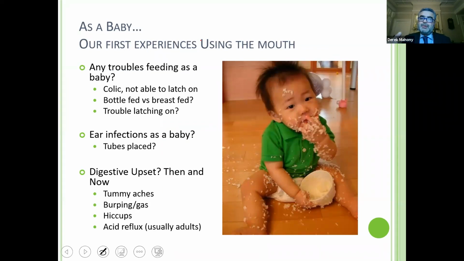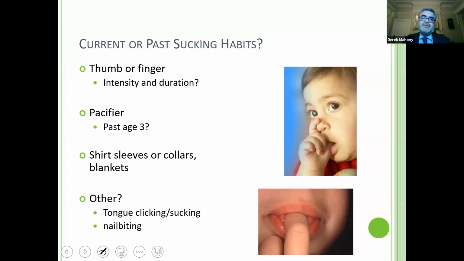So the questions you should be asking your young kids, or their parents, I should say, did they have any troubles feeding as a baby? Colic, not being able to latch on. Were they bottle fed versus breastfed? I've already talked about whether they've had grommets placed. That's that recurrent middle ear problem. Have they had digestive upsets? Because that again talks about that intrathoracic pressure not being correct because they're mouth breathing versus nasal breathing.